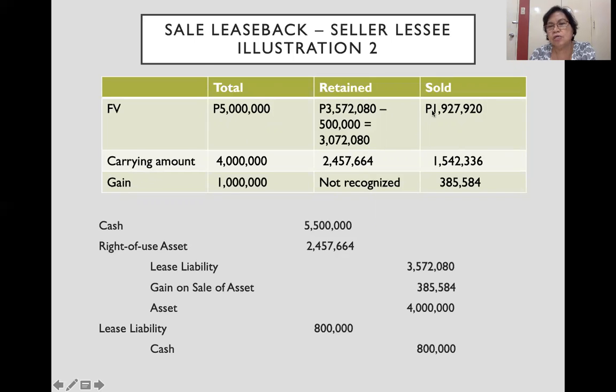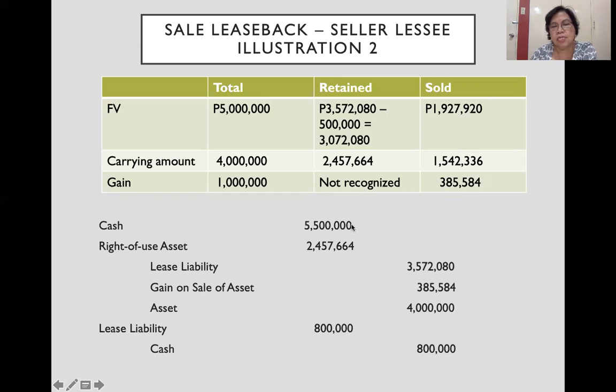Deduct 3,072,080 from 5 million. So, the fair value of the right sold is 1,927,920. Based on this proportion, allocate now 4 million carrying value. So, the carrying value that is allocated to the right retained is 2,457,664, and the carrying value that is allocated to the right sold is adjusted to 1,542,336. So, only this gain pertaining to the right sold will be recognized in the books of the seller-lessee.